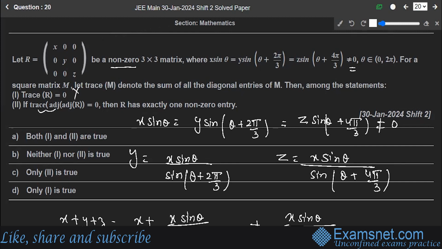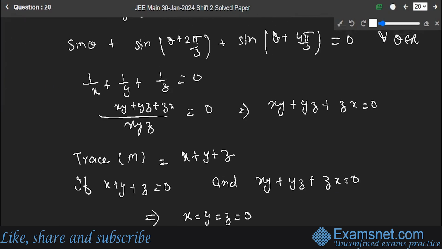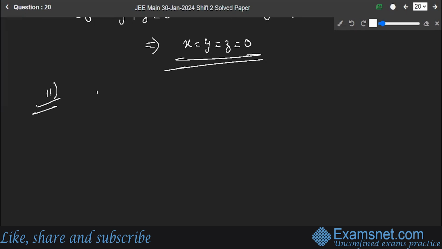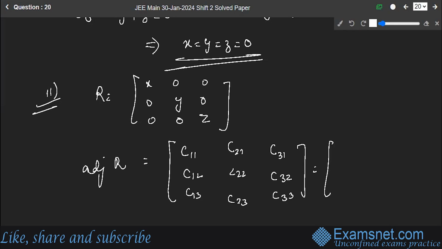Now the second one, if trace of adjoint of R is equal to 0, then R has exactly one solution. So that was your R matrix. Now the second statement. First one is wrong. R matrix is x 0 0, 0 y 0, 0 0 and z. What will be the adjoint of R? See, this is a cofactors thing. C11, C12, C13, C21, C22, C23, C31, C32, C33.